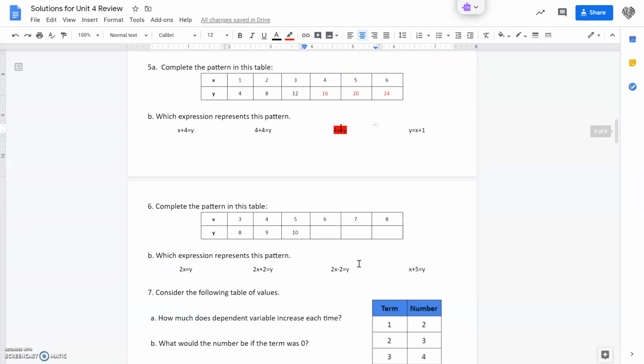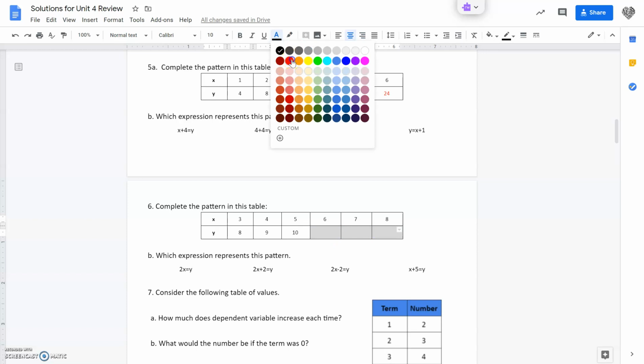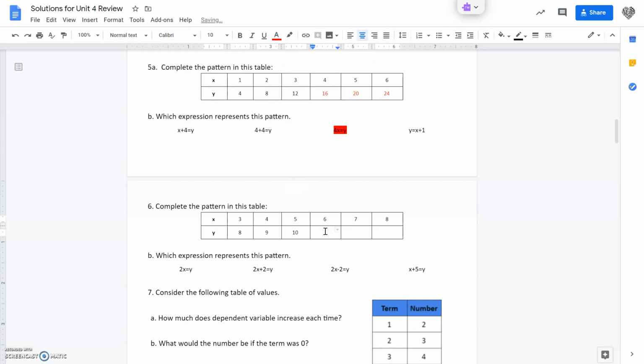Okay, number 6. So my independent variable, my x values, is going up by 1 each time. My dependent variable is going 8, 9, 10, so it's also going up by 1 each time. So 11, 12, 13. So which expression would represent the pattern? Well, the coefficient of the x, the value in front of the x, would have to be 1, because my y value is increasing by 1 each time.